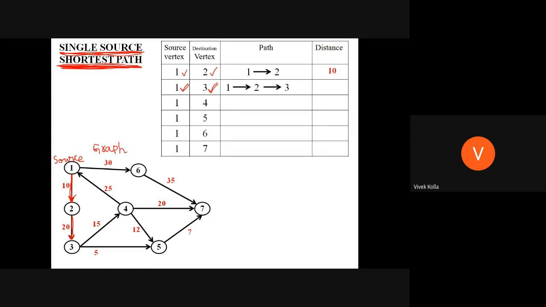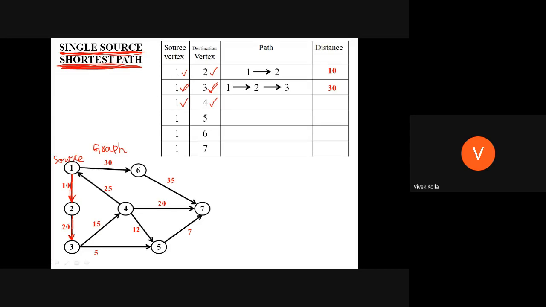1 to 2, 2 to 3, and 30 is the shortest path. 30 is the distance of the shortest path. Next, your source vertex is 1 and destination vertex is 4.